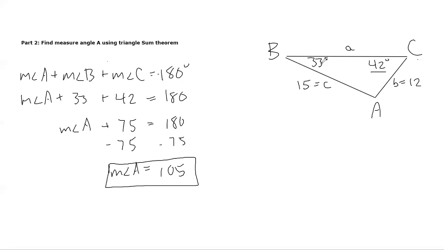Now that I have two angles, I can 100% use the easy theorem to figure out what A is. Measure angle A plus measure angle B plus measure angle C equals 180. I just plug in 33 and 42, and it should give me 75. Subtract 75 from both sides, and I have measure angle A equals 105. All right, not bad. Okay, I'm done with part two.